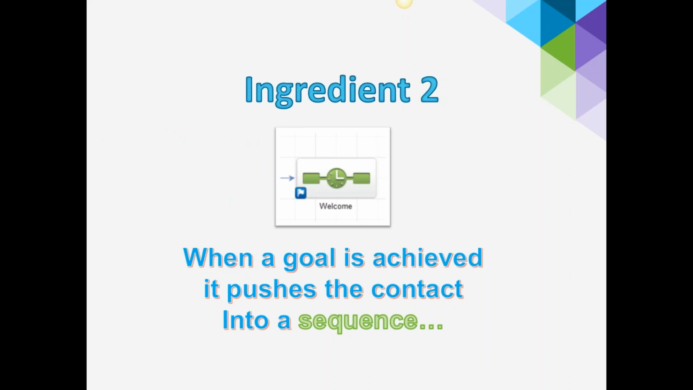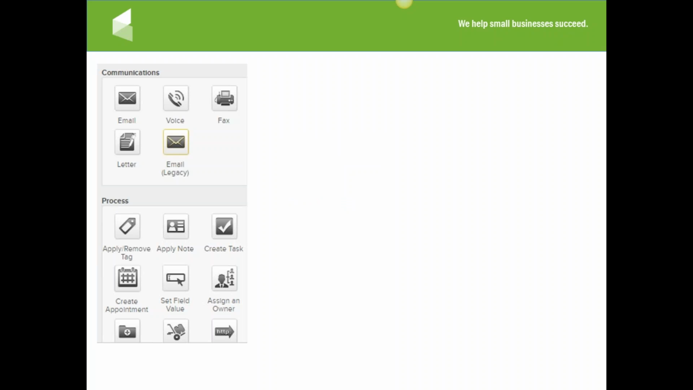The second ingredient is a sequence, and we represent that sequence with a rectangle with a clock in the middle. It's supposed to be 2 emails with a clock separating it. When a goal is achieved, Infusionsoft magically will push that contact into that sequence, and that sequence is where the magic happens. There are tons of things that can happen in this sequence.